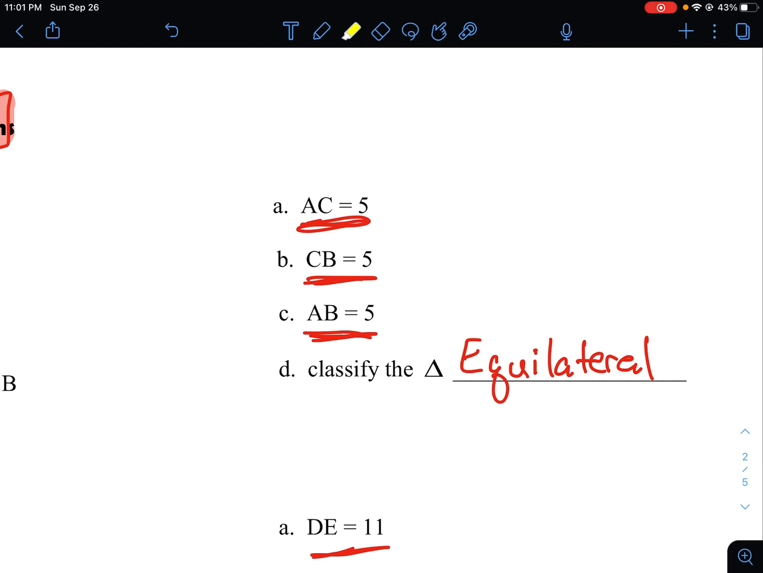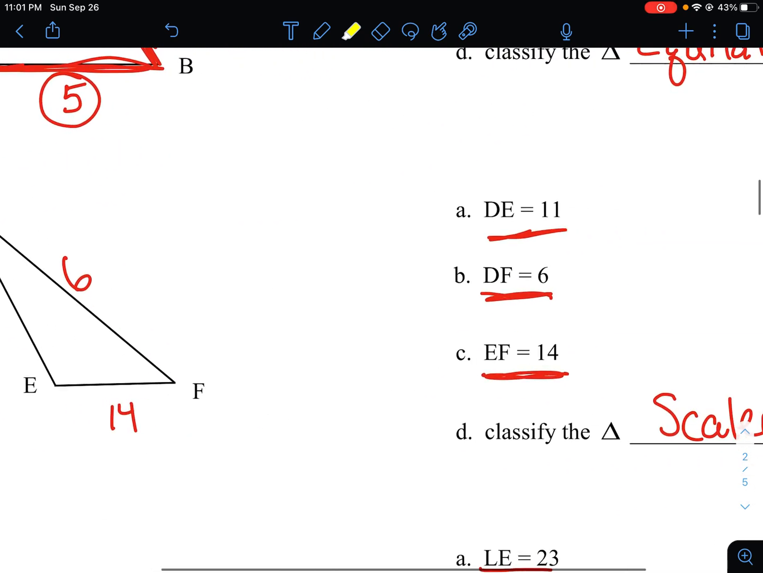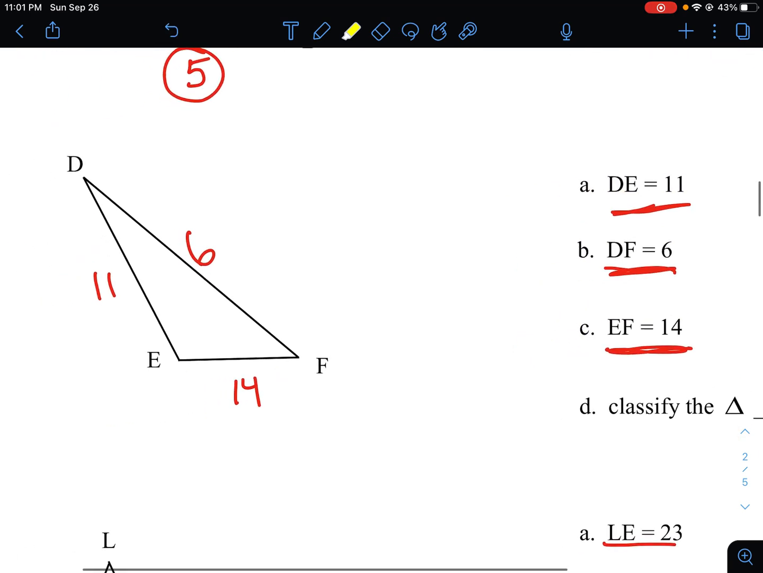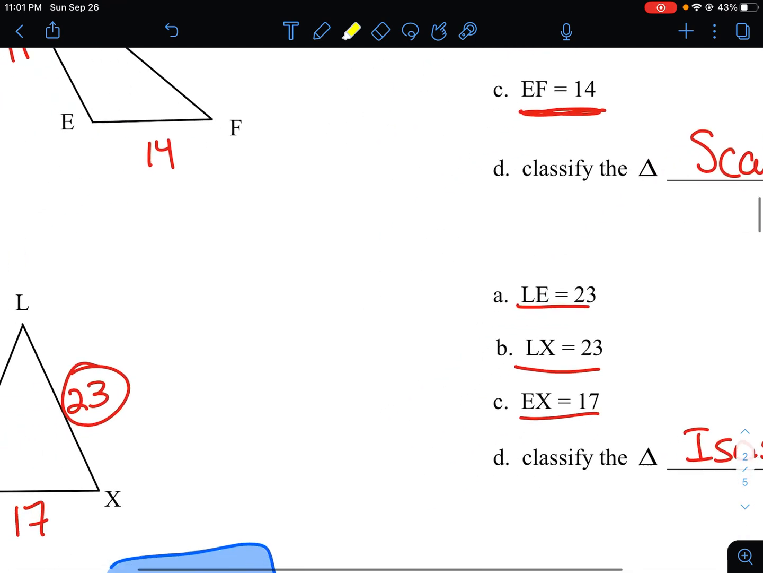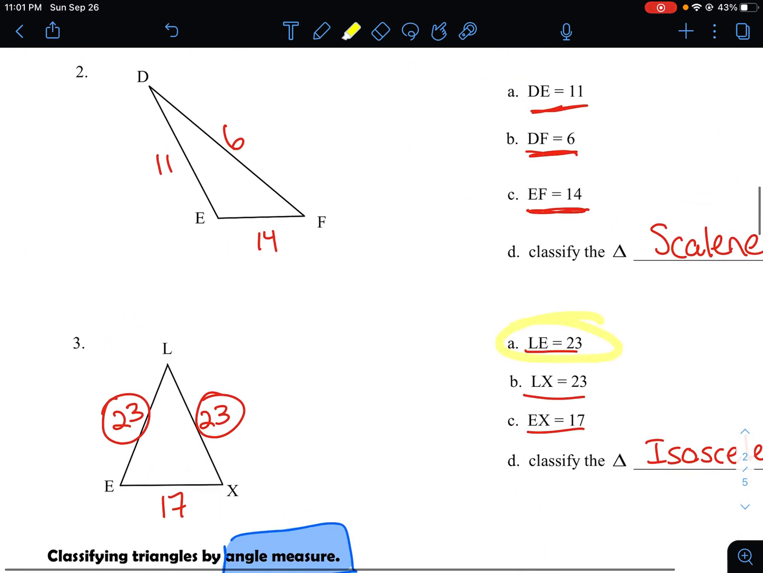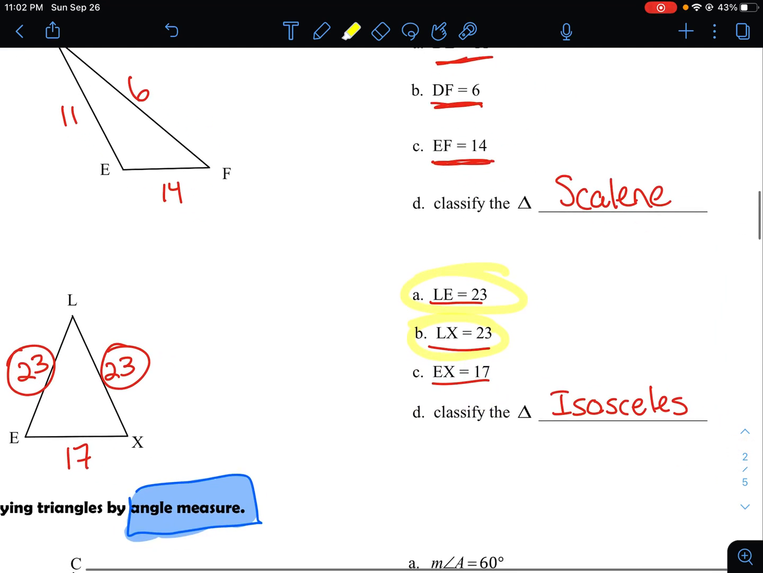All three sides are the same. This is equilateral. Okay, if we look here, DE is 11, DF is 6, EF is 14. All three of those sides are different from one another. That makes this scalene. None of the sides are the same. And lastly, LE is 23, LX is 23, here and here, and EX is 17. Two out of the three sides are the same. This is an isosceles triangle.